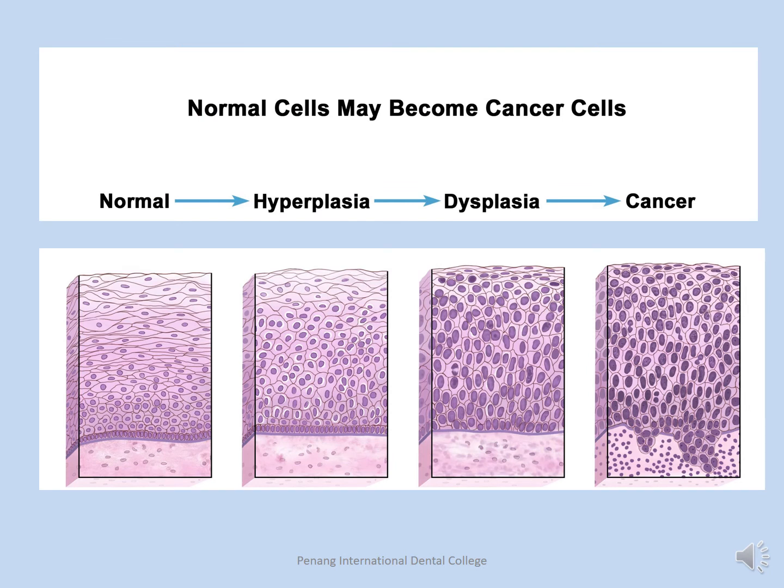This slide shows us the histological changes that take place from normal epithelium to hypoplastic epithelium to dysplastic epithelium and then to cancer. So this is the core concept behind oral potentially malignant disorders, that means disorders that have a tendency to lead to oral cancer in the oral cavity. This is the histological understanding of that concept.